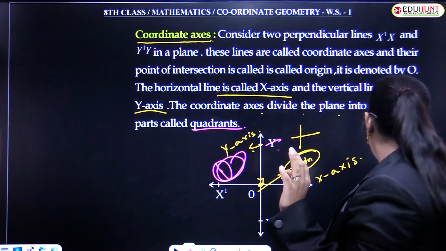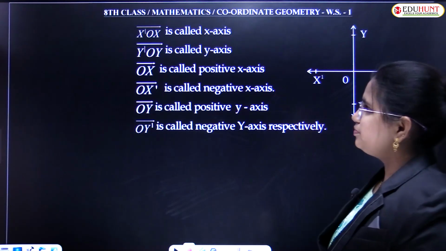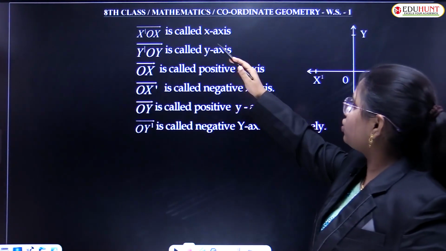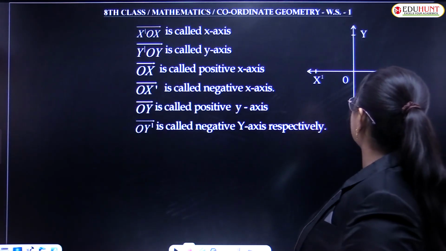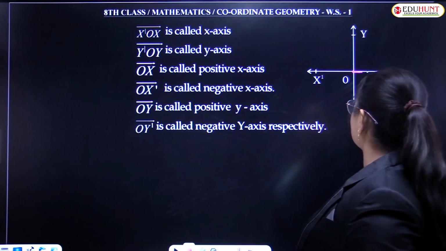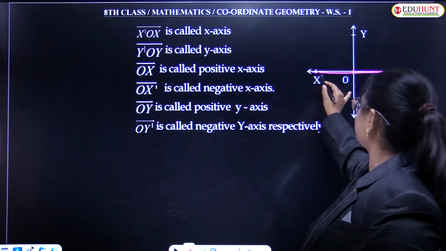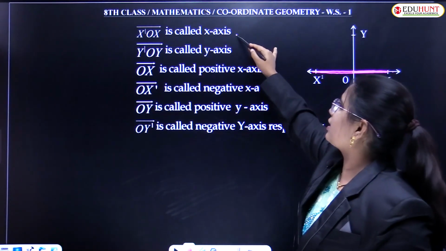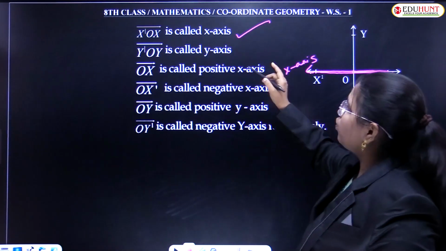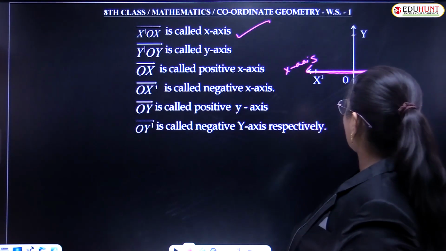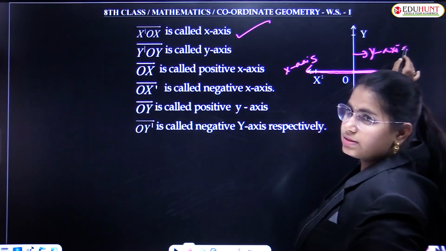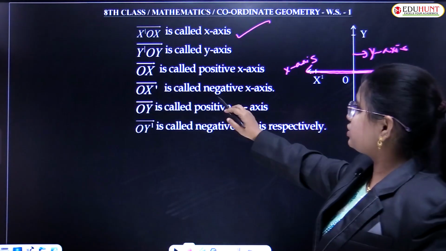So this is about the coordinate axes, right? In which you define x dash o x. How do you define x dash o x? So this is x dash o x. This is the first one, right? This is called the x axis. Y dash o y, that's a vertical line. This is called the y-axis. X-axis, y-axis. Okay. Next one.